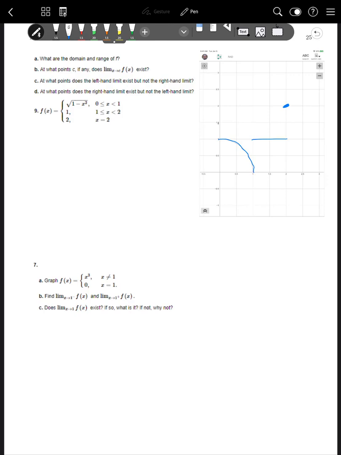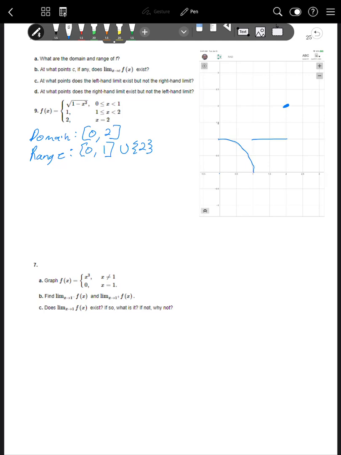Well, the domain goes from 0 over to 2. Right, we get x values from 0 over to 2. The range is a little odd. So what's the lowest value? Well, the lowest value is 0. And then we go up to 1. But then we skip over everything between 1 and 2, but we get 2. So that's how we would write that range.